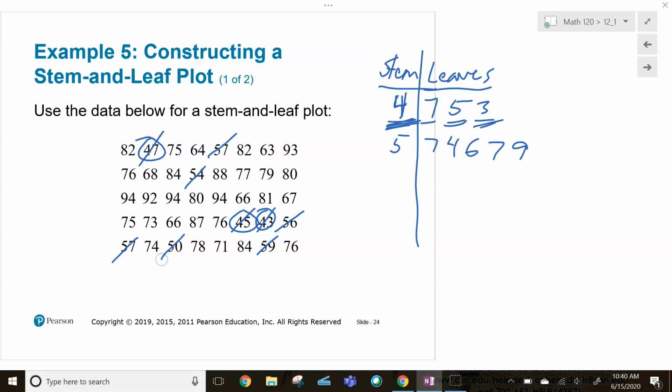Whoops, I missed a 50. I have a 50 first, and then I have a 59. And then when you rewrite the data, if you want to, you can put them in order. So, you know, it'd be 43, 45, 47, and then 50, and 53, 54, 56, 57, 57, 59, but it doesn't matter, right? Either of those is fine.